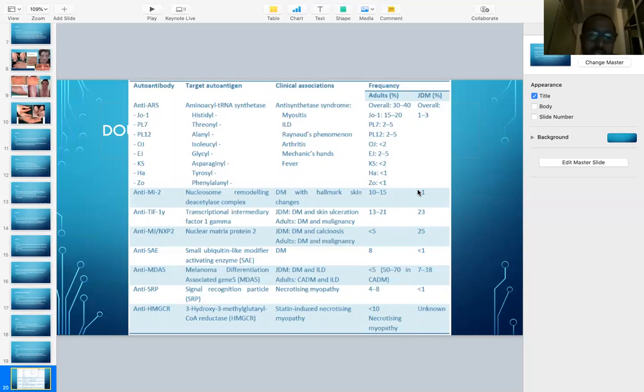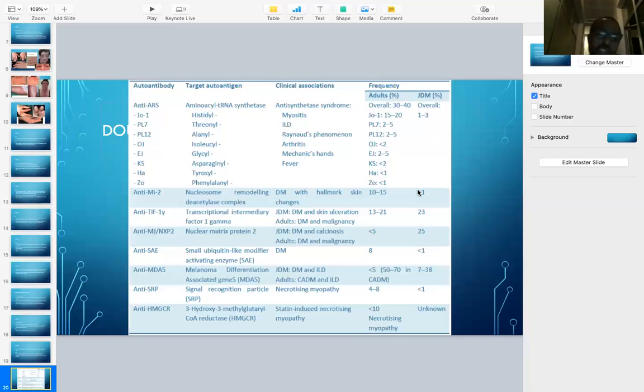As I've said, the anti-synthetase syndrome is clinically characterized by myositis, interstitial lung disease, Raynaud's phenomenon, arthritis, mechanic's hands, and fever can be seen in this group of patients. And by far the commonest antibody to be seen in these patients is the Jo-1, with a frequency of 15 to 20%. And the other is the PL7 and PL12. The PL7 is associated with interstitial lung disease.